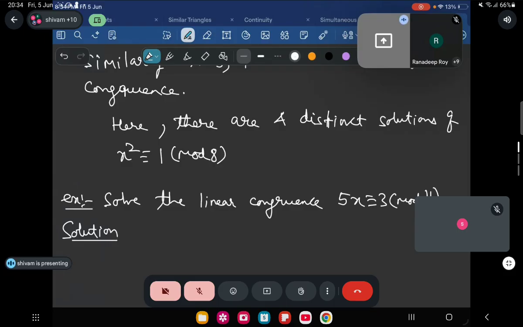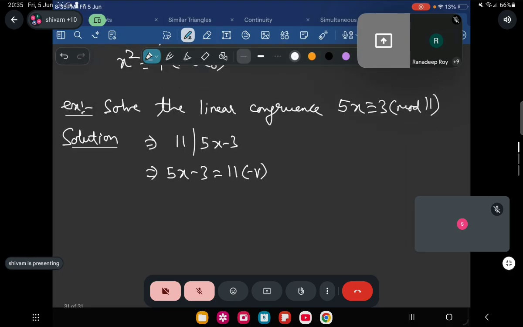So everyone, from here, can I say that 11 divides 5x minus 3? Yes or no? This implies 5x minus 3 must be equal to some 11 into minus b. Why am I taking minus b? Because I have to take it to the left hand side. So from here we'll get 5x plus 11b is equal to 3. Everyone, what is the GCD of 5 and 11?